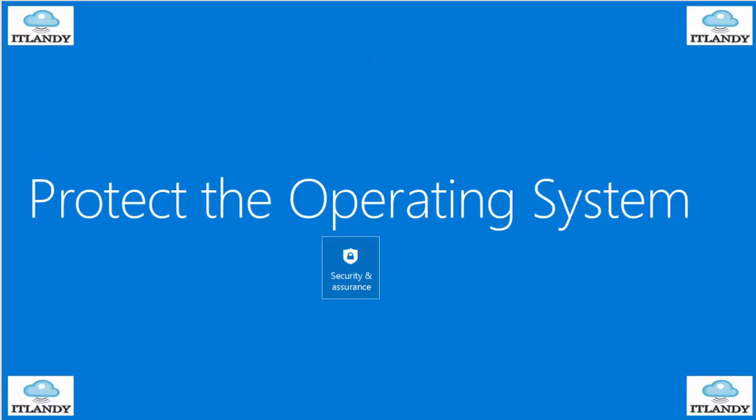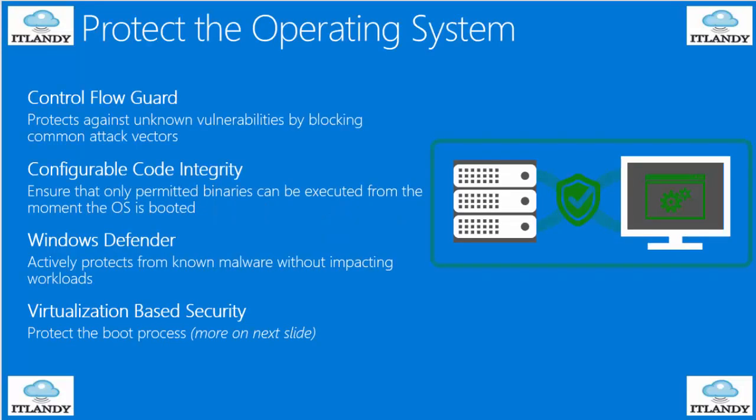So the first part is around the OS. Let's have a look at 2016. What are the new improvements around protection for the operating system? We have 4 areas to cover: Control Flow Guard, Configurable Code Integrity, Defender, and Virtualized Based Security.